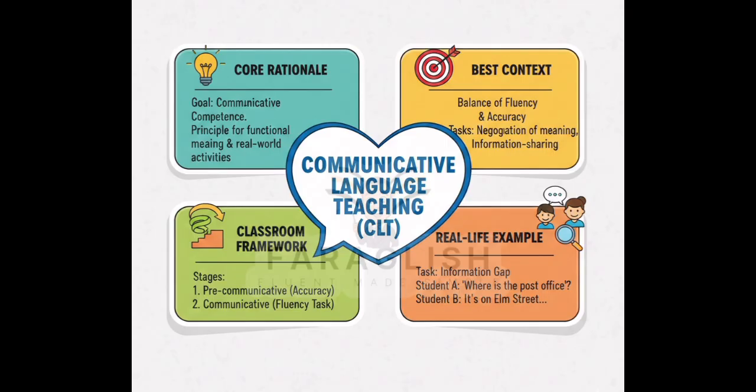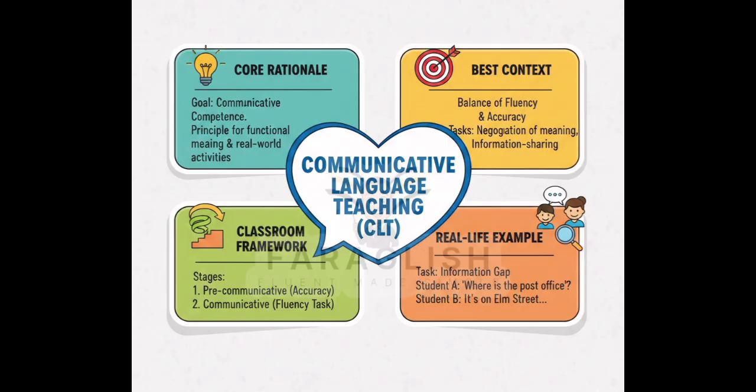When it's used: when the goal is an integrated balance of fluency and accuracy, best applied for activities that require negotiation of meaning, involve information sharing, and encourage the creative use of language resources. Framework stages, activity sequence. 1. Pre-communicative activities: accuracy-based tasks focusing on presenting structures, functions, and vocabulary. 2. Communication activities: fluency-based tasks focusing on information sharing and information exchange.